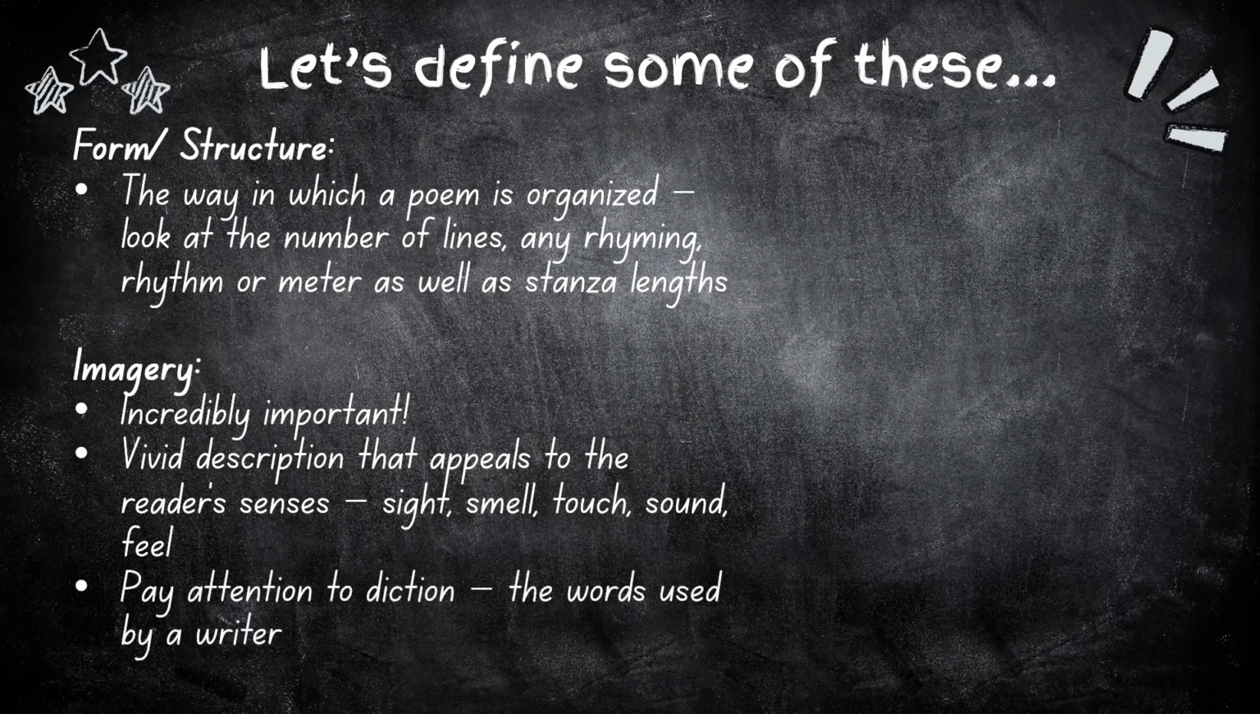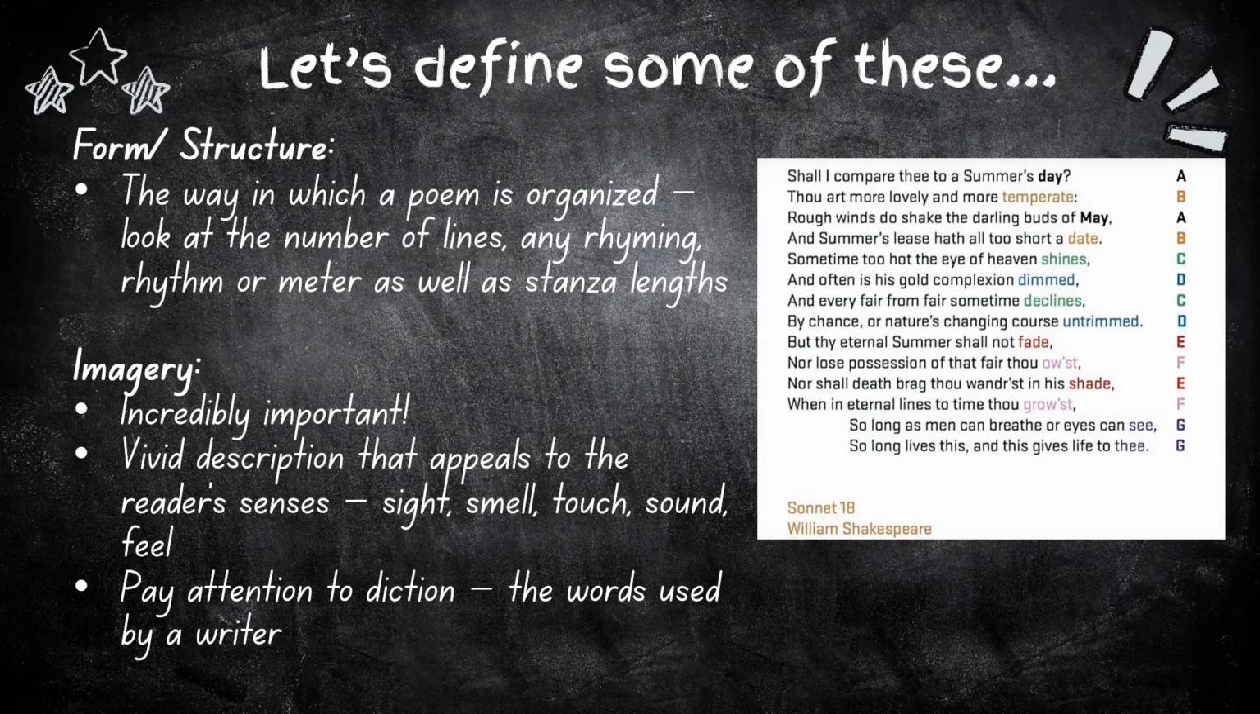Now, you need to pay attention to the diction that is used. So that would be the words that have been used by a writer to figure out, has there been any imagery used in this particular line, stanza, or poem? I'll take a look at an example now. But first, let me look at an example of form or structure.